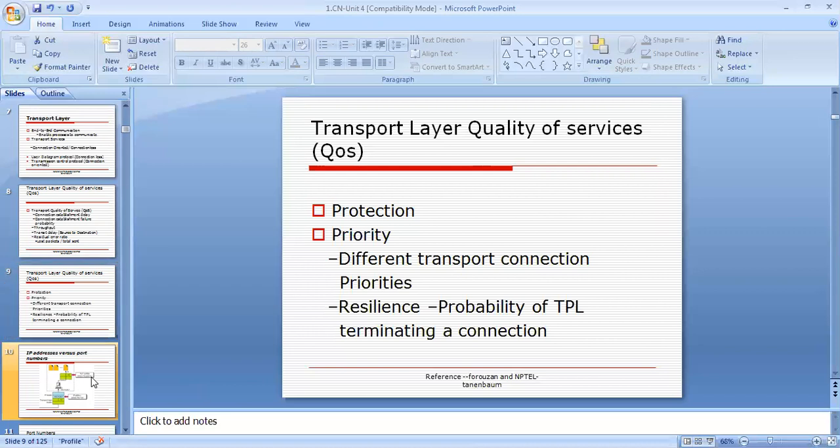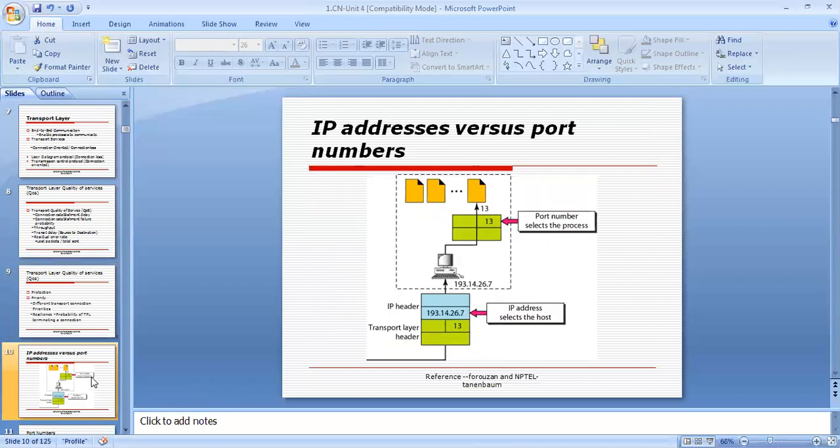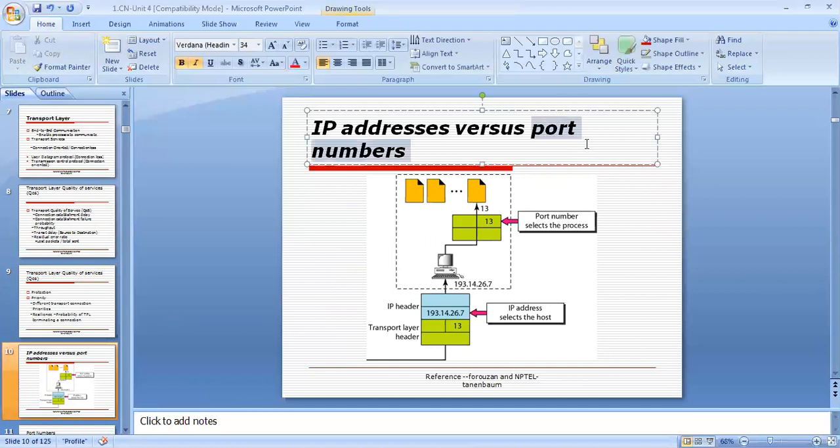Now the most important thing discussed in the transport layer is the addressing scheme. We have studied the IP addressing scheme. The IP addressing scheme is defined at the network layer, while at the transport layer we define the port addressing scheme. This is one example of a network address, 193.14.26.7. It is defined at the network layer.